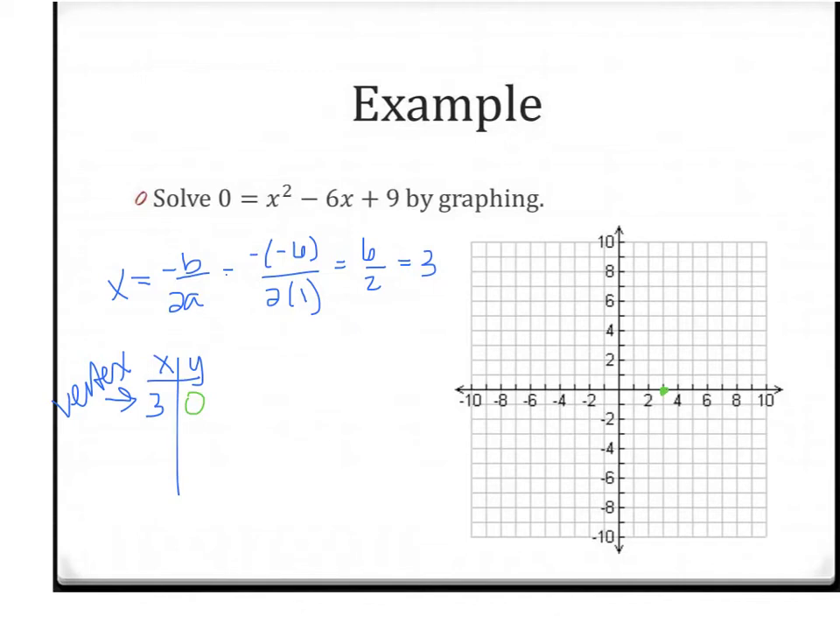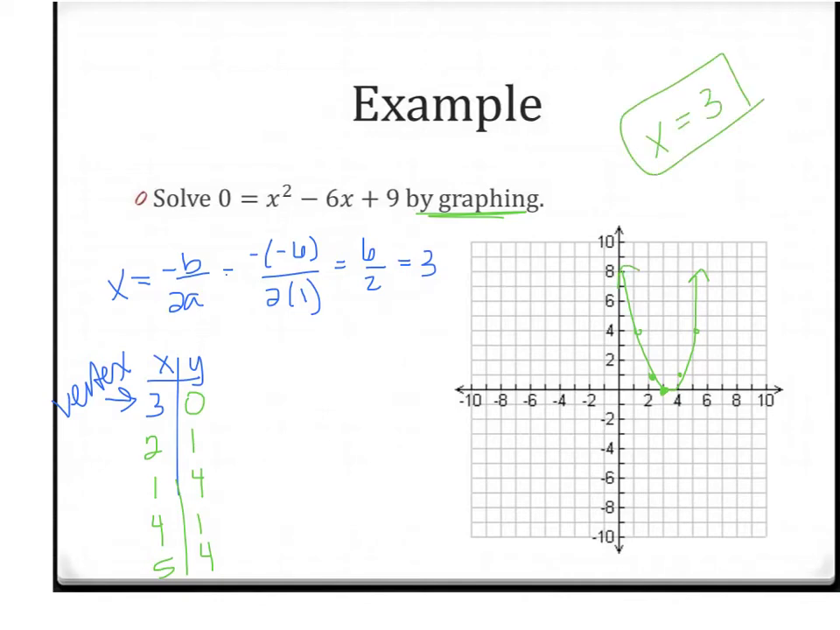Now, I've said several times, if it says solve by graphing, you still have to graph it. So let's go ahead and do 2, 1, 4, 5, and get some points to graph it. So we're looking at 1 and 4 for those. So 2, 1, 1, 4, 1, 4. So there's our graph. So we have to have it graphed, but then when it comes to answering it, we only have one answer. Okay.